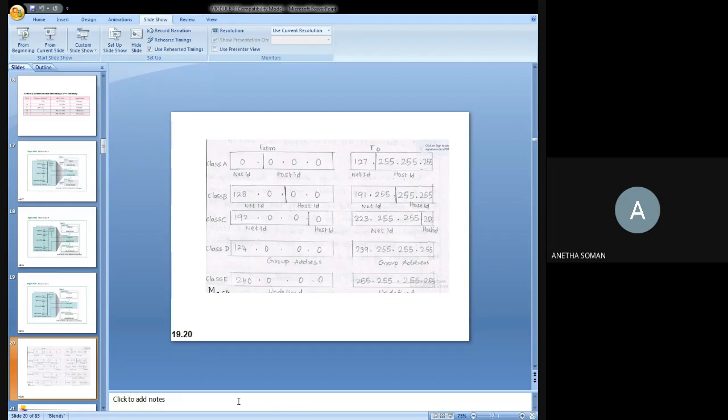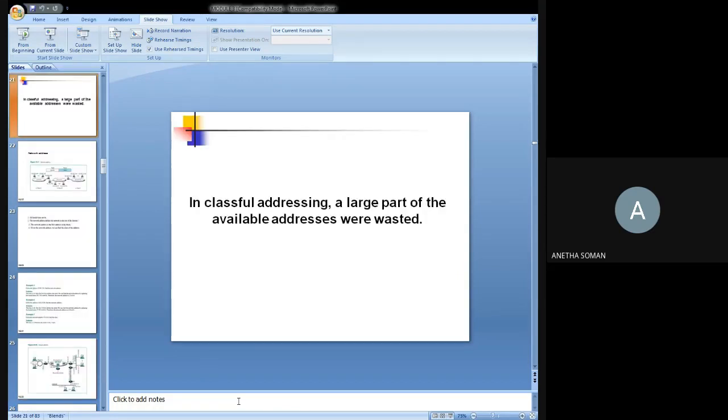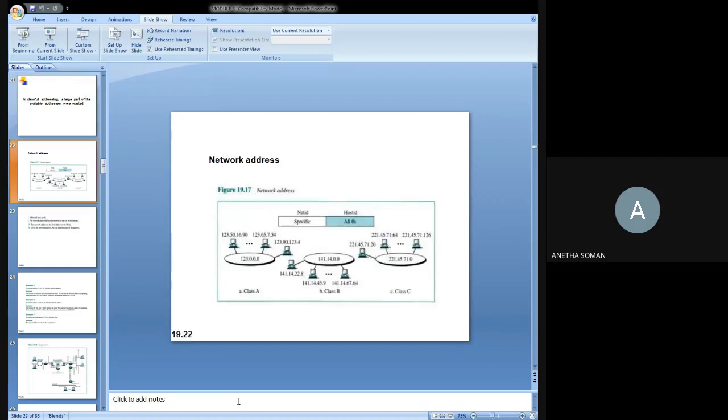So many of the addresses will be wasted in some cases. In classful addressing, especially class A and B, a large part of the available addresses were wasted. Okay, so classful addressing is almost obsolete now and you are going with classless addressing. That we will be covering in 1 or 2 hours. Now, coming back to classful addressing, the next term you should know is the network address.